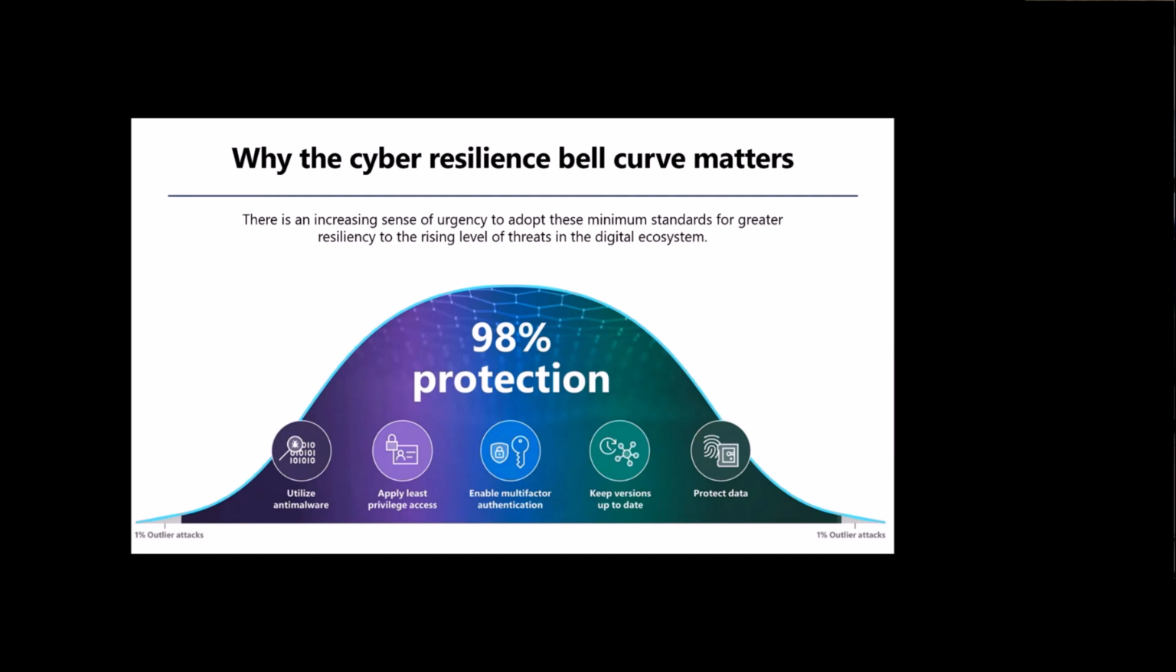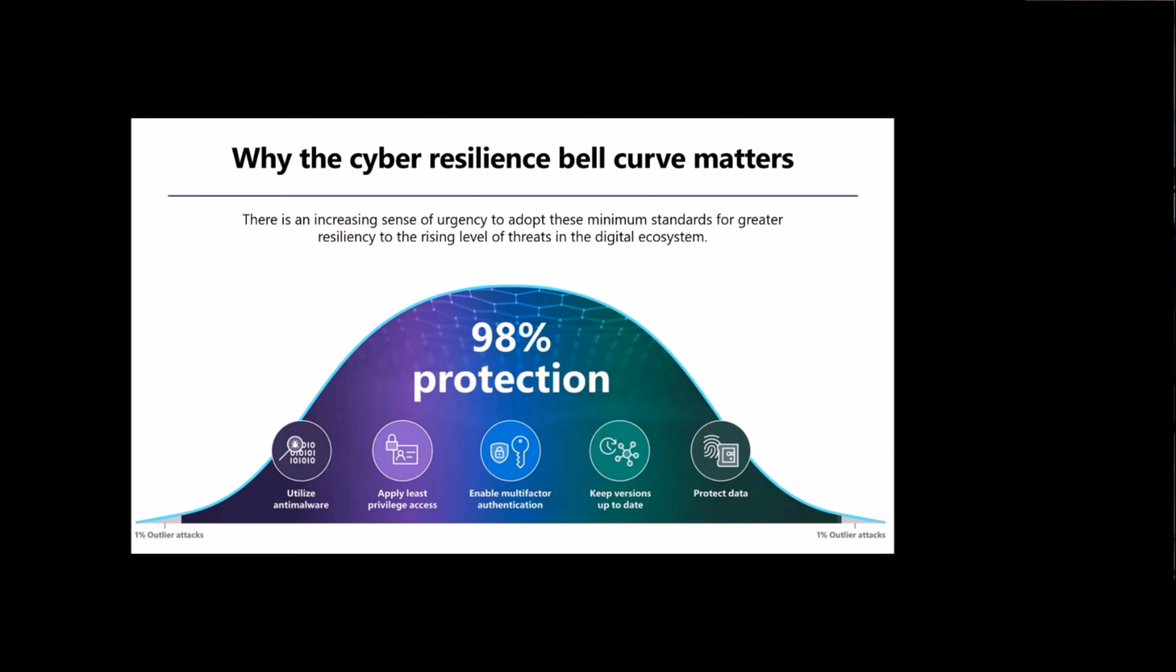You'll notice that it's a bell curve, right? So the last two at the end, the 1% outlier attacks, that's what I like to think of as sophisticated attacks. I think there's often a notion that we need to have the best of the best, best of breed products to protect ourselves against these really sophisticated attacks. But honestly, attackers are like water, right? They're going to take the path of least resistance, right?